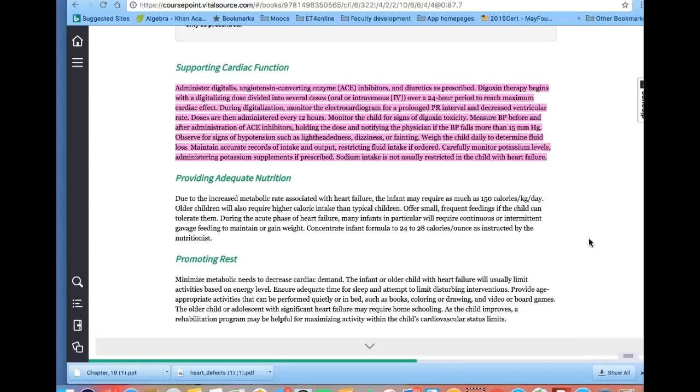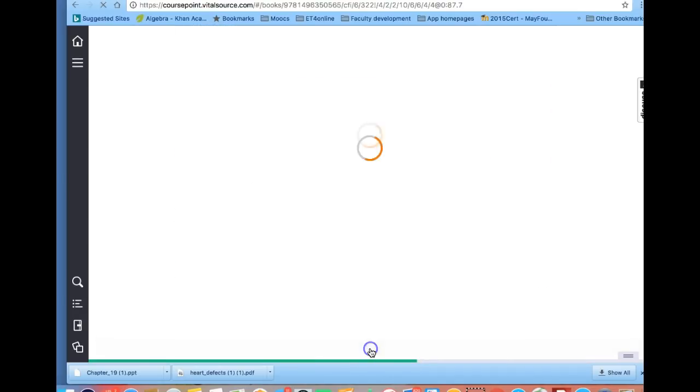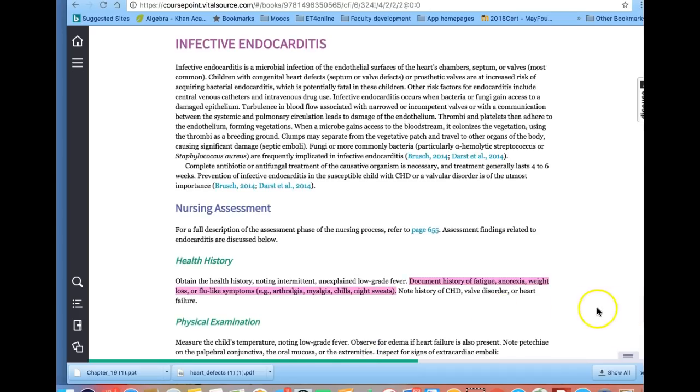All right, providing adequate nutrition. These guys are going to get tired when they feed, so they may need more frequent feedings and concentrated calorie infant formula. You can go up to 28. I think there's actually a 30 calorie per ounce formula now. So if they're a failure to thrive, you need to address that as well. All right, so congestive heart failure or heart failure can result from congenital heart defects. Again, we'll talk about those.